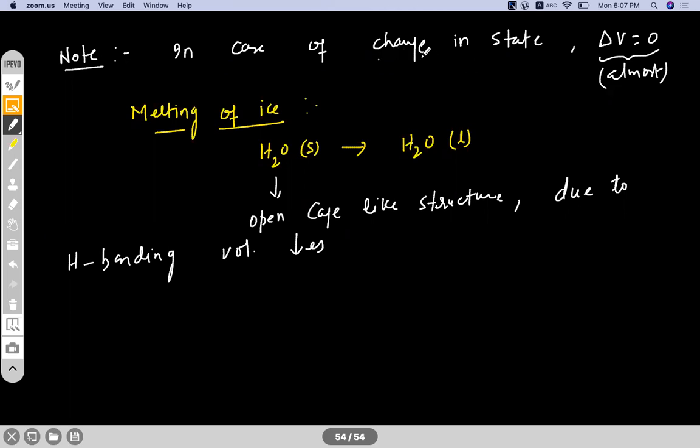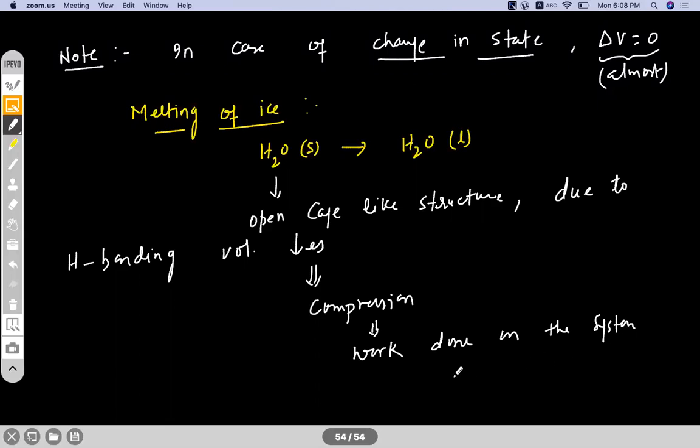Usually when there is a change in state, we don't observe much change in volume. Delta V is almost zero. But in case of ice and liquid, we have an open cage structure. Due to hydrogen bonding in water, volume decreases, and it is a case of compression. Compression means work done on the system, so it is work done on the system, hence it is positive. This one information you must remember.